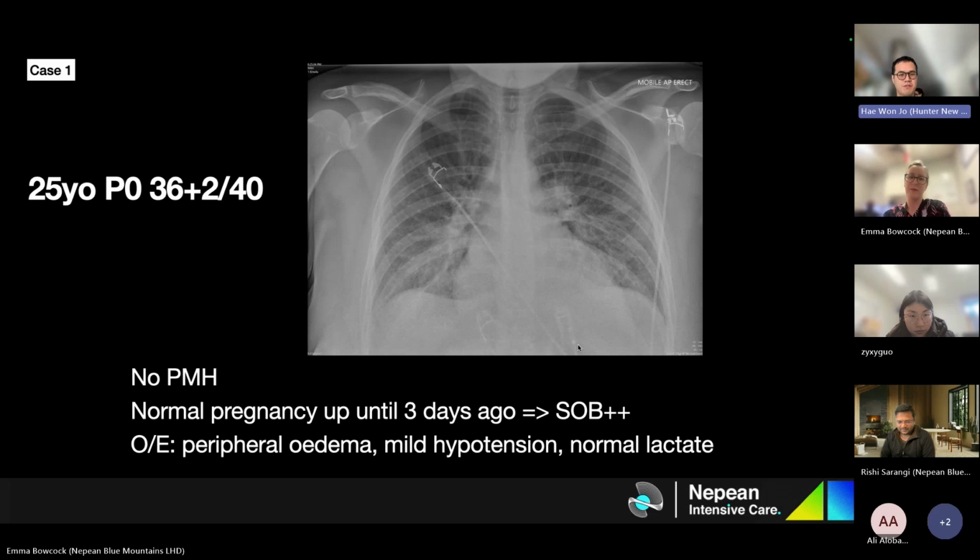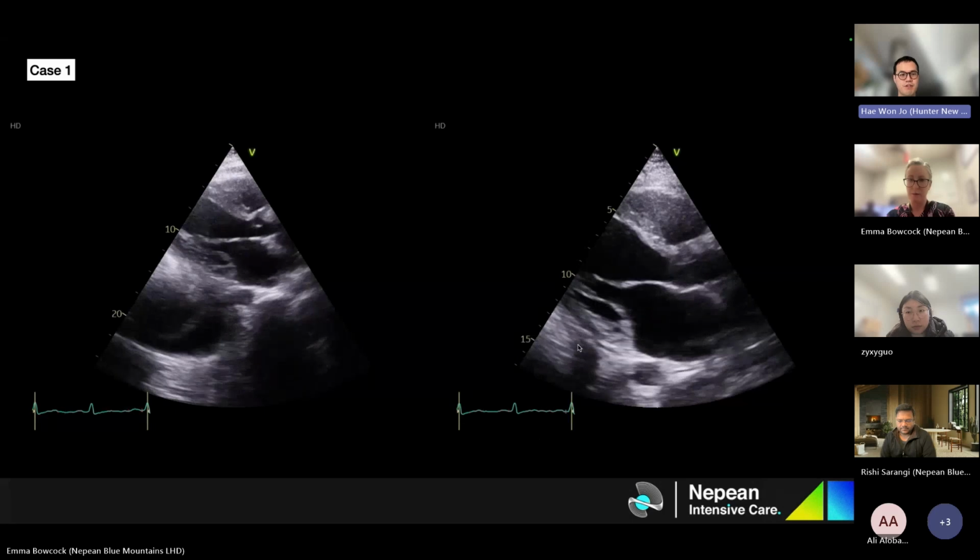So 25-year-old who's 36 weeks pregnant, no past medical history, normal pregnancy but short of breath. She's edematous, mild hypotension, normal lactate, and bilateral pulmonary infiltrates.